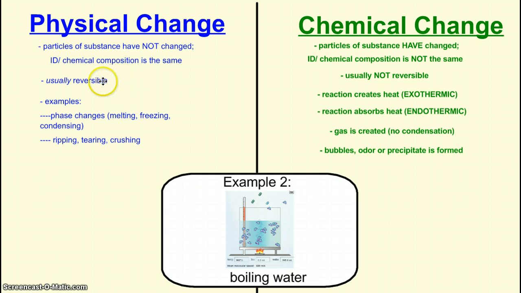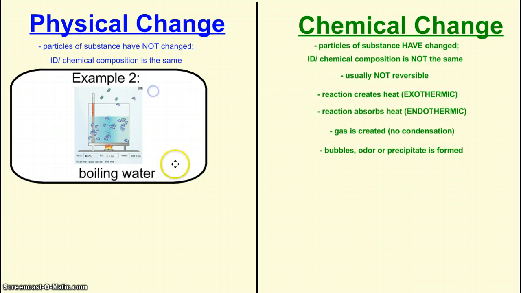Let's see here. Usually reversible. Boiling water is reversible. The water molecules can go back to the liquid form. Boiling water is a phase change, and the identity of these molecules has not changed. That's why this gizmo is such a great tool for science teachers to use, because you can see what the molecules look like. H2O. So you see this H2O molecule looks the same whether it's in the gas form or in the liquid form. It's just behaving differently. So definitely example 2 should fit under the physical change category.